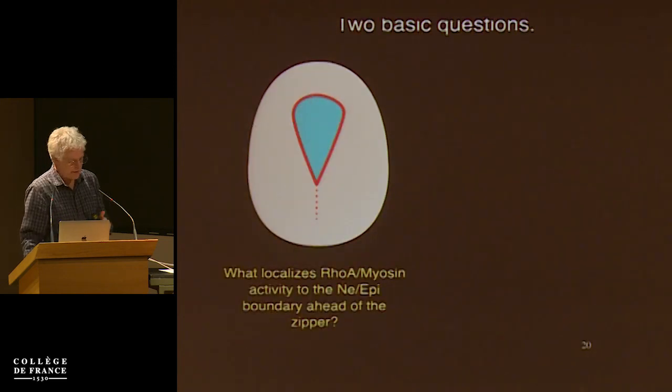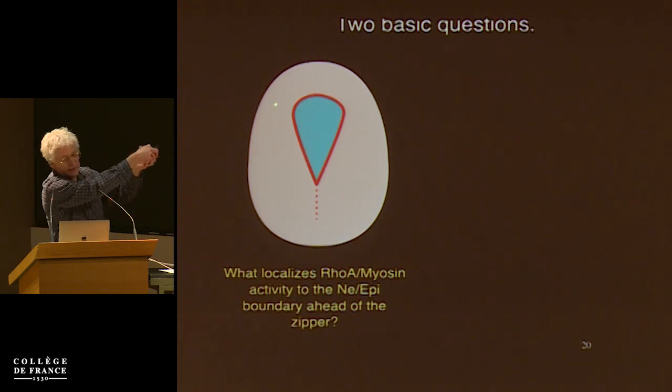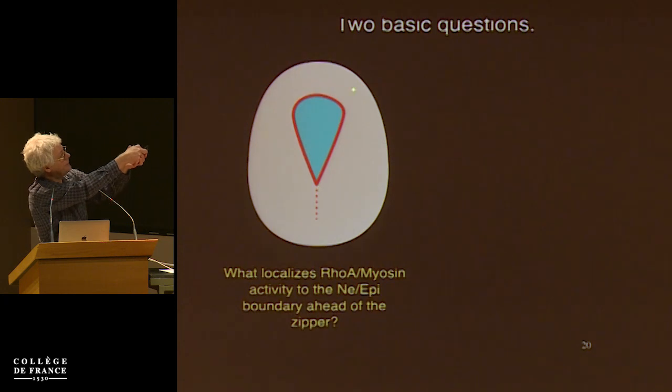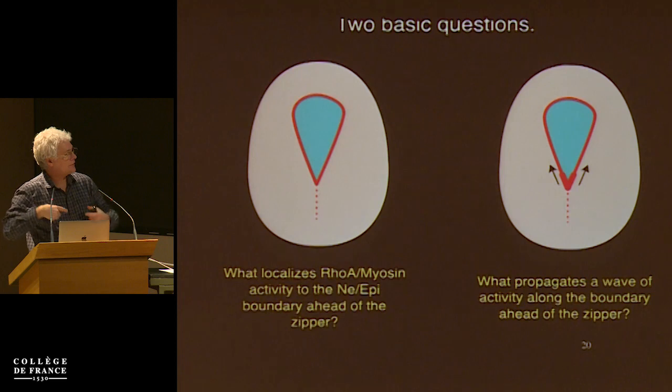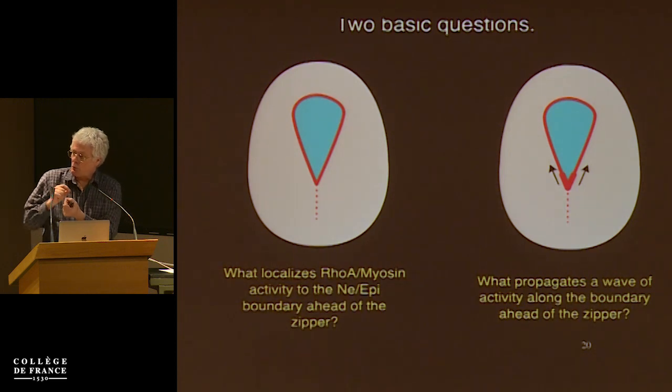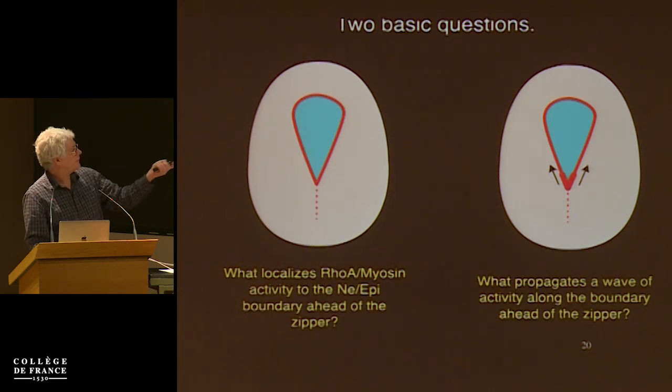So two questions came out of this initial work. One is, what generates this tissue-level asymmetry in myosin activity such that it's higher ahead of the zipper and low behind? And the other is, what governs what appears to be a propagating wave of sequential contractions from posterior to anterior? We have more answers about this one, and I'll focus on that and say a little bit about this at the very end.